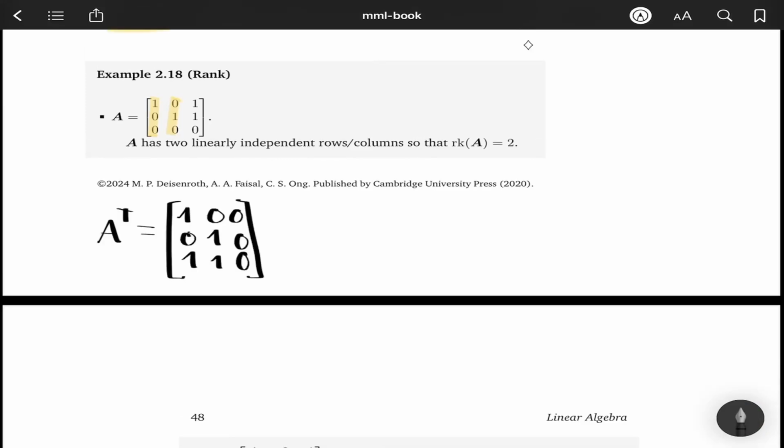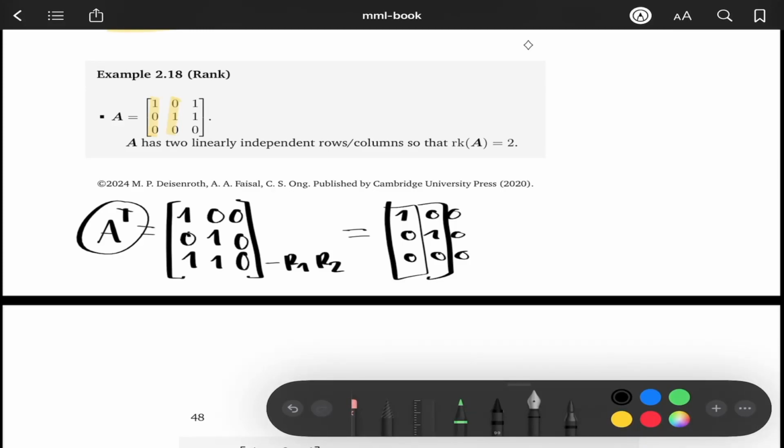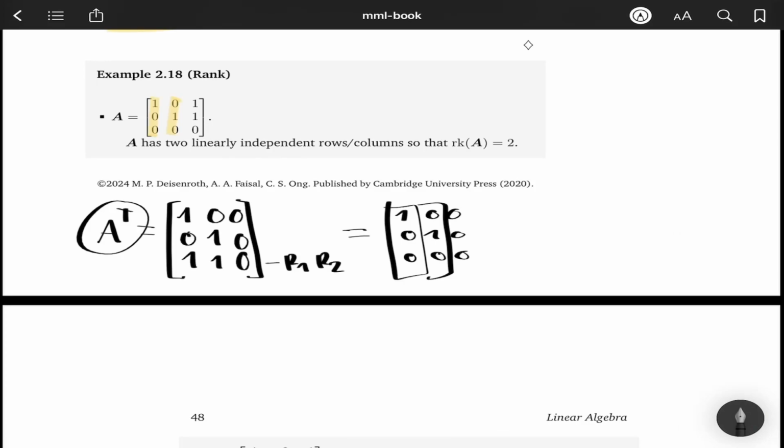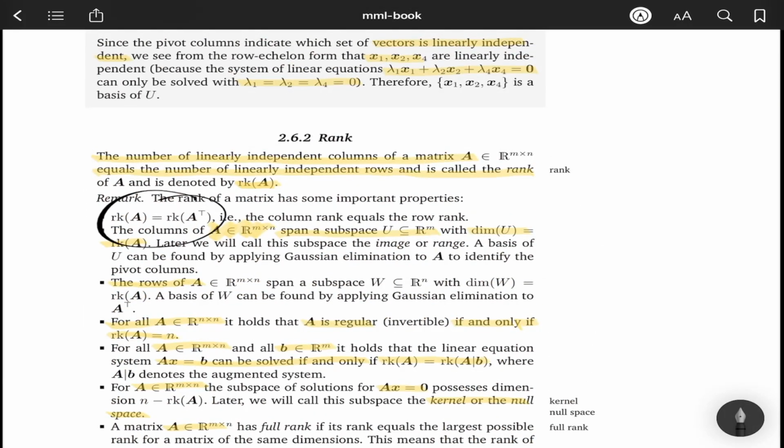I'm not sure here. I mean, we can subtract R1 here, and we can subtract R2. Well, if we do that, then we will have something like that. And I guess still then we will have two independent columns, because we are talking about A transpose, so it will flip and become rows. But this is what I would say. That's why we have a rank 2. But they have to be the same. So here we're saying that they have to be the same.